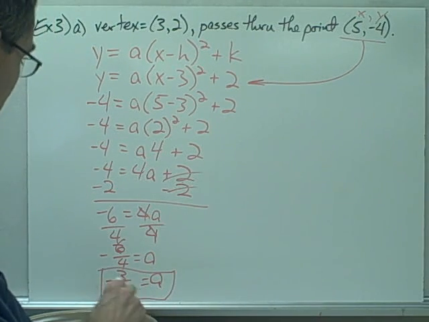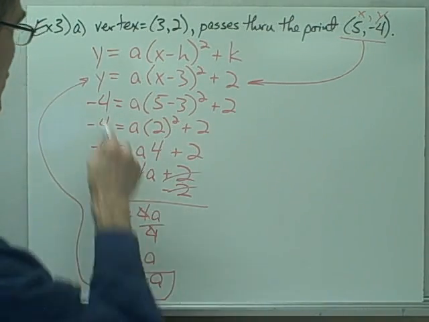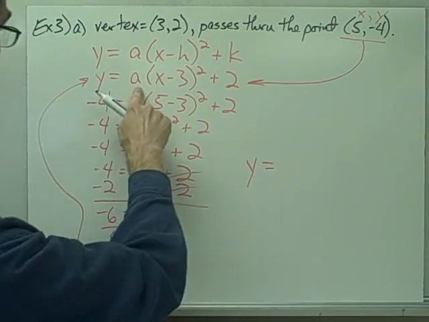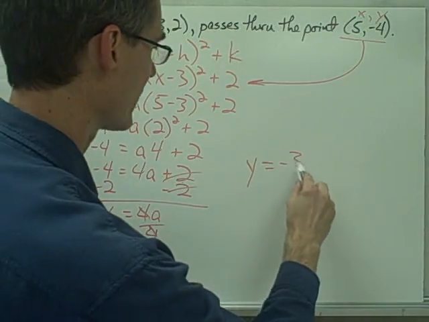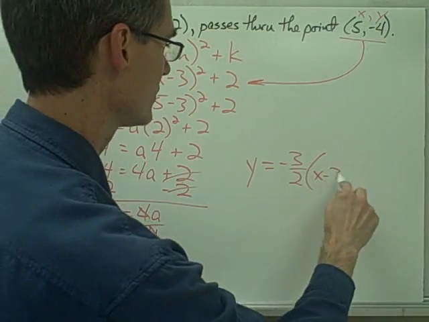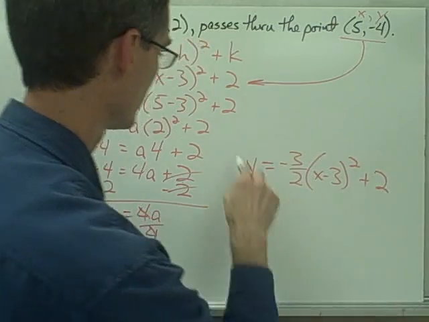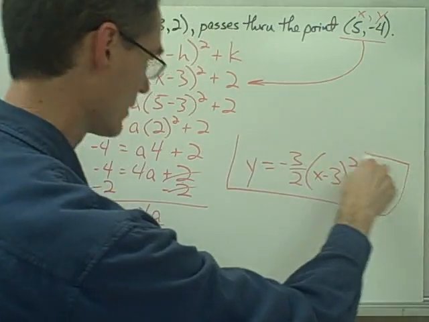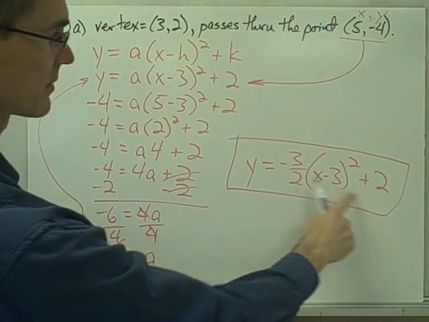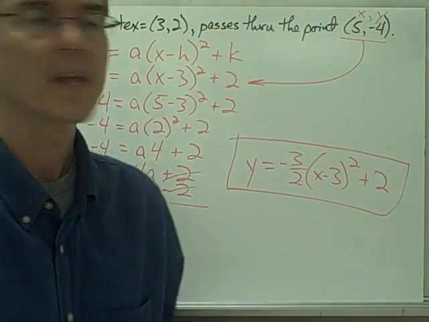Well, now I have my value for a, and I can plug that into my equation here, and I will have my completed equation, which is going to be y equals a, which is negative 3 halves, times (x minus 3) quantity squared plus 2. And there is the equation of the parabola with the vertex 3, 2, that passes through the point 5, negative 4.